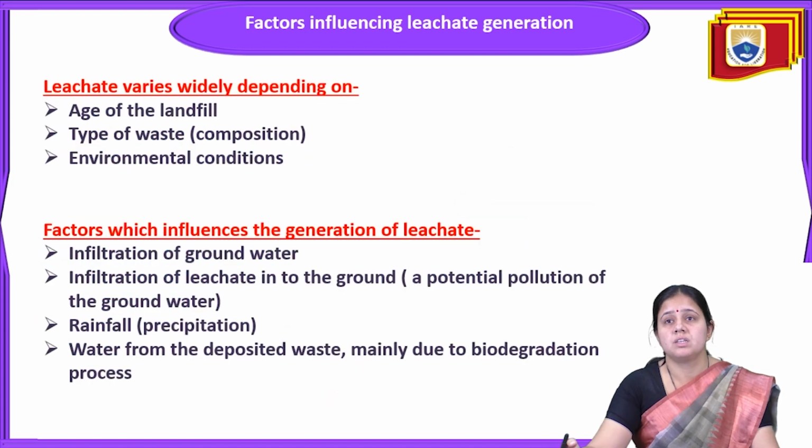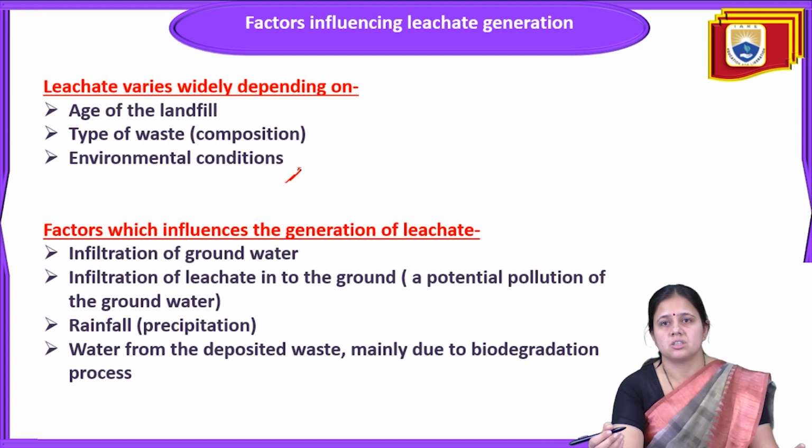Now we'll discuss the factors that influence leachate generation. Leachate generation widely depends upon the age of the landfill, the type of waste composition and environmental conditions. How old is the landfill, and which type of process is going on inside it, aerobic or anaerobic? If it is the final stage of the landfill, then maybe the methanogenesis process will be carried out inside this landfill.